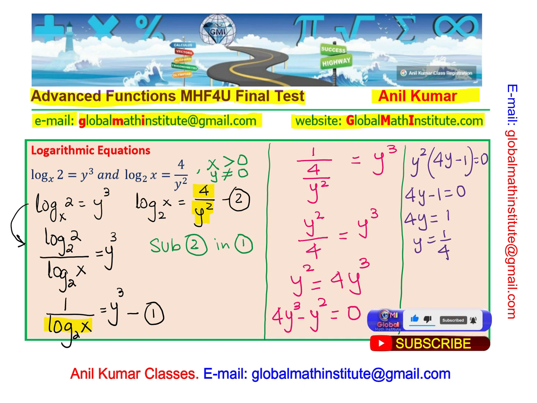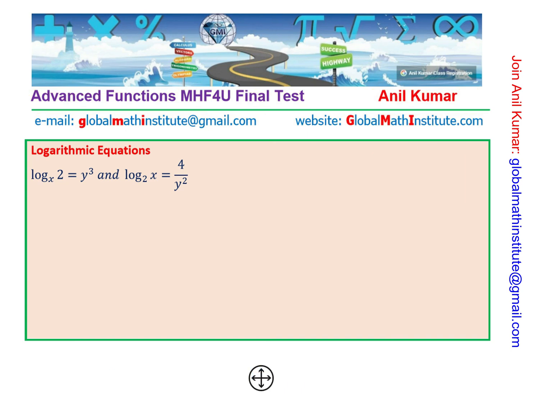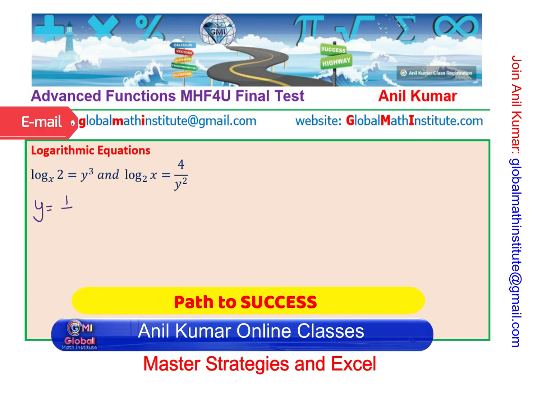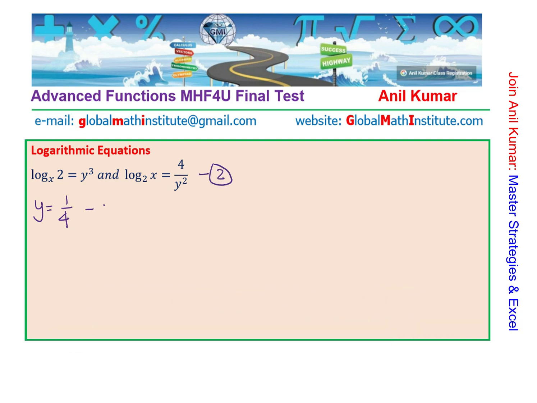And now we can find the value of x using any one of our equations. So we know at least y is 1 over 4, and so let's use equation 2 to find the value of x. Perfect. Let's go to the next page. So we'll use y equals 1 over 4, and that becomes our third equation. Now this is our second equation, and that's the third equation.